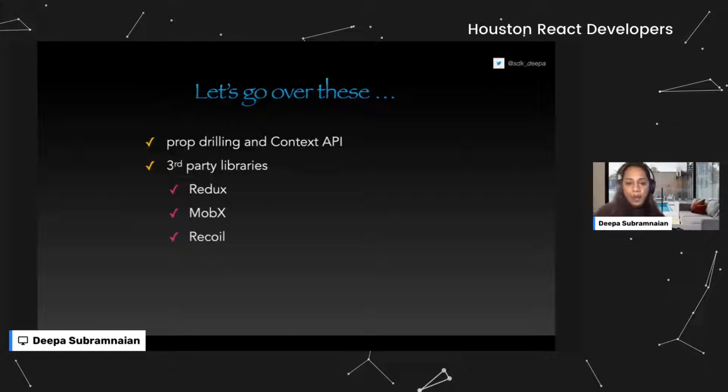So we'll talk about prop drilling and Context API. And I've picked 3 third-party libraries here to compare, because these are the popular ones, with Recoil being the newest one.